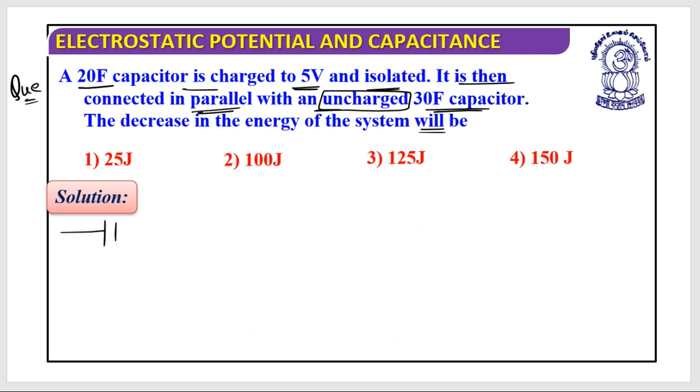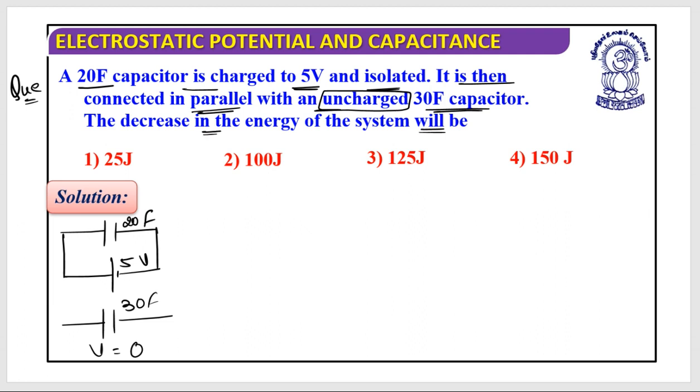The situation is something like this. It is a 20 farad capacitor which has been charged by the 5 volt battery, and another capacitor which is of 30 farad, and it is uncharged. As it is uncharged, its voltage would be 0. What I want is the decrease in the energy of the system.